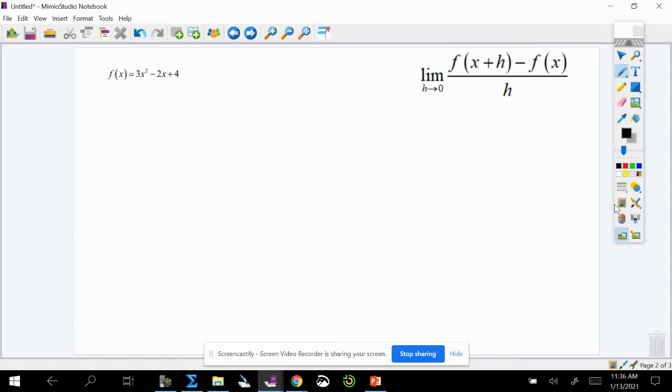They could ask you a variety of things. They could ask you simply to find the expression for the derivative, or they could go a step further and say that they want the slope at a particular x value. So I'm going to do both just so you understand the difference between what they're asking.